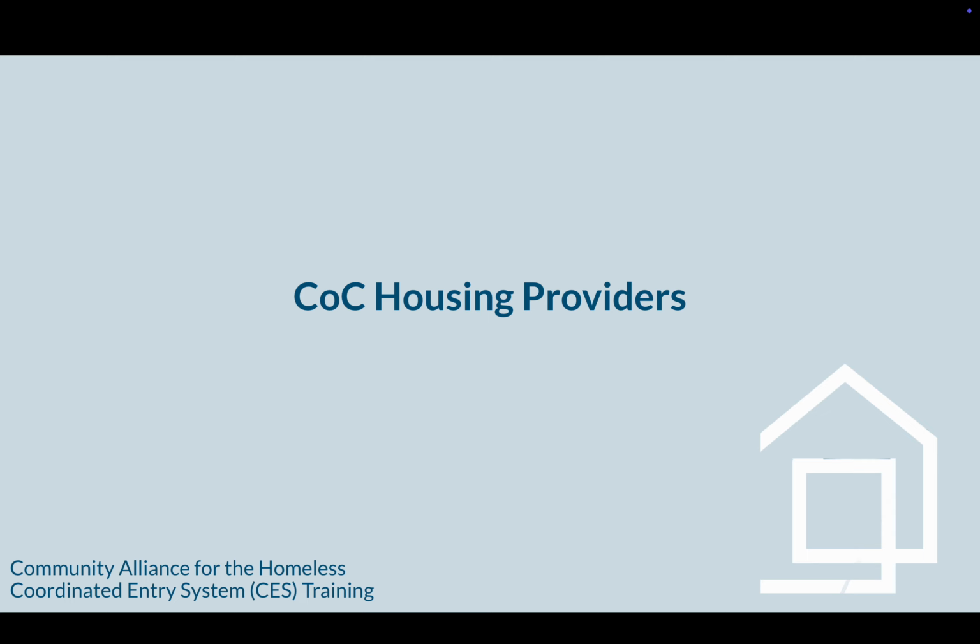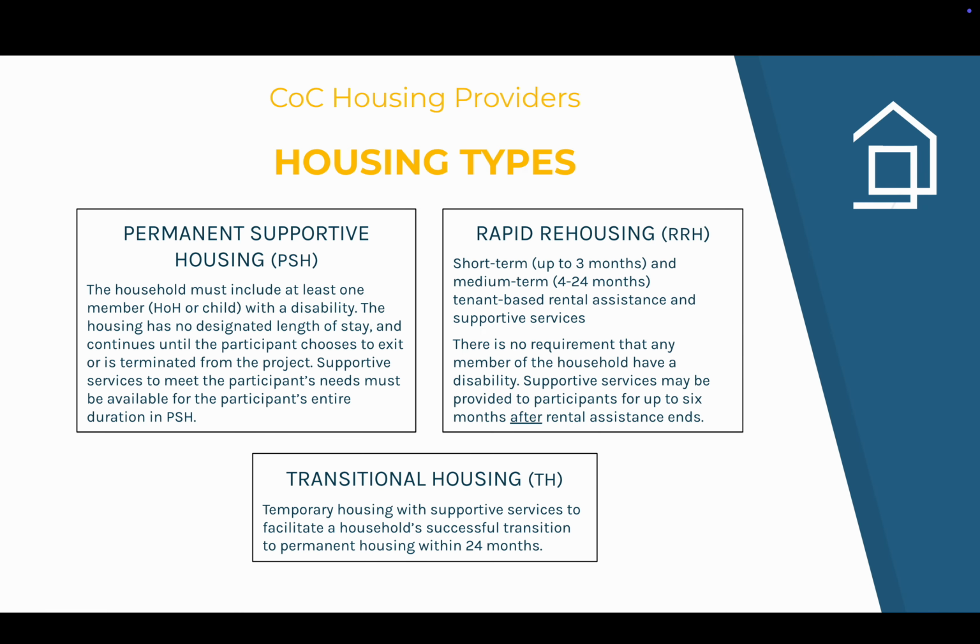The next section we will be talking about is COC housing providers. There are 3 housing types we primarily work with. One is permanent supportive housing, which, like the name says, is permanent and does not have an end date. To be qualified, the household must include 1 member with a disability. Supportive services are available for the entire duration of the participant's stay.